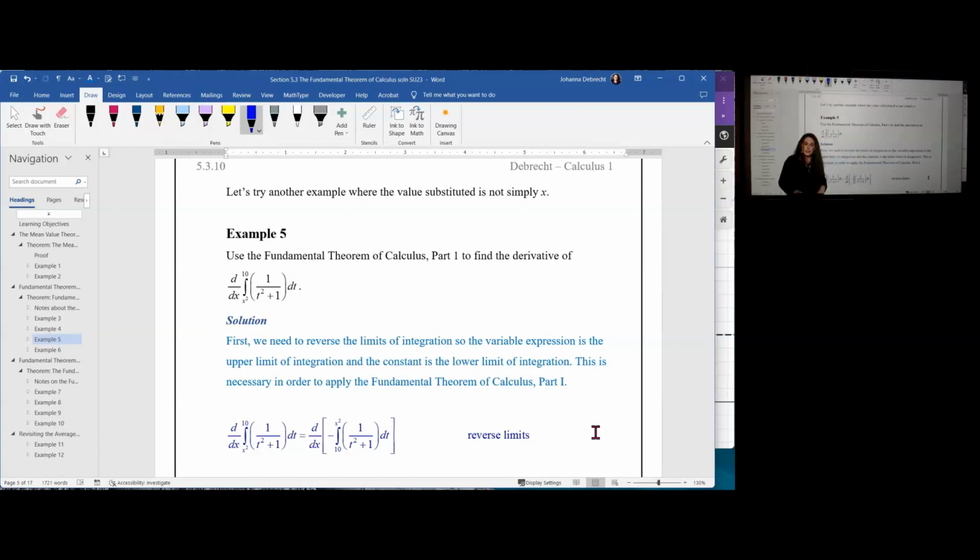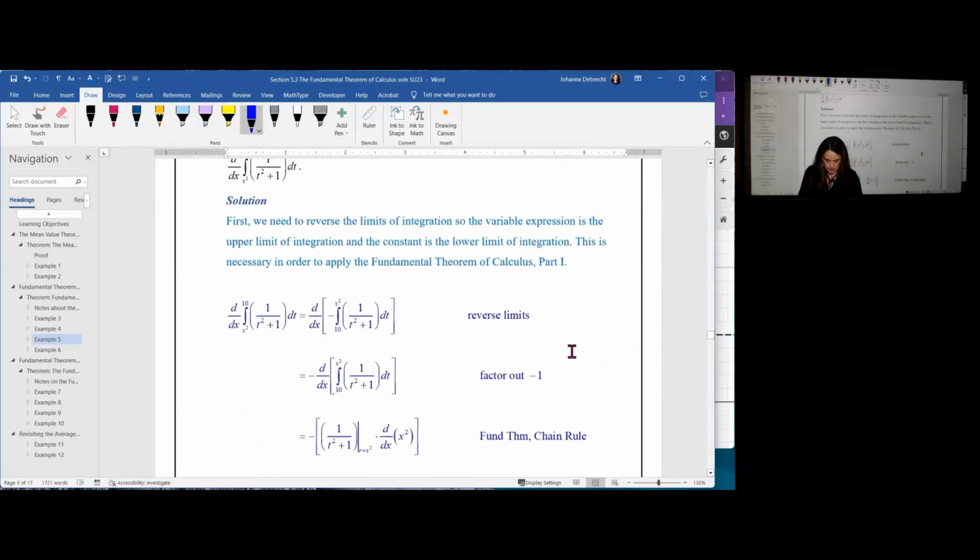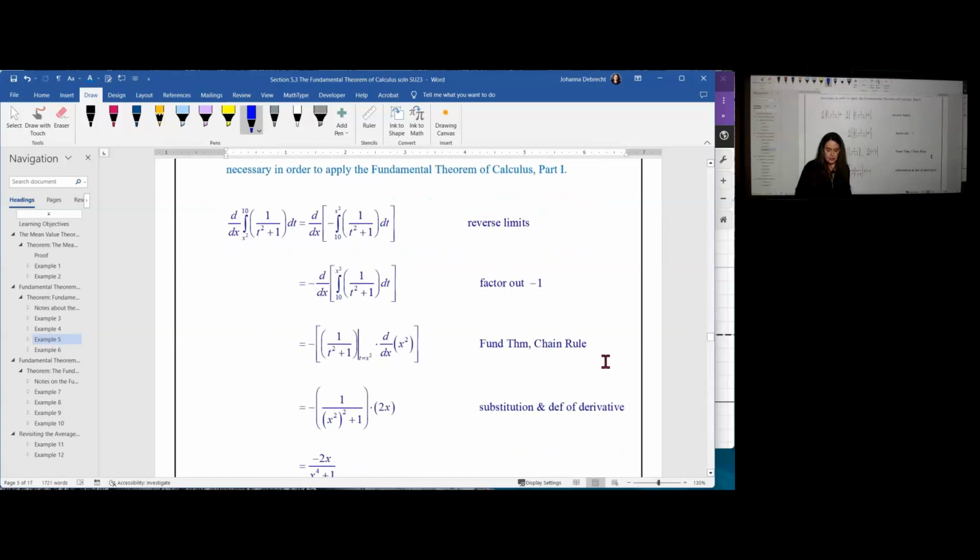First, we have to reverse these limits of integration because the expression involving the independent variable is in the lower limit and it needs to be in the upper. We switch the limits of integration, which introduces a negative. The negative can be factored out of the derivative. Then we go ahead and apply the fundamental theorem. We take the integrand. Keep in mind that the integral is undoing the derivative, and then we're doing the derivative again, so it doesn't change the integrand.